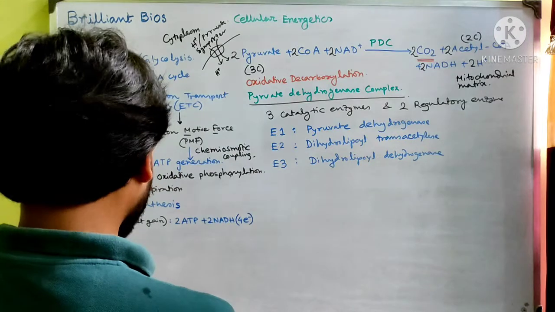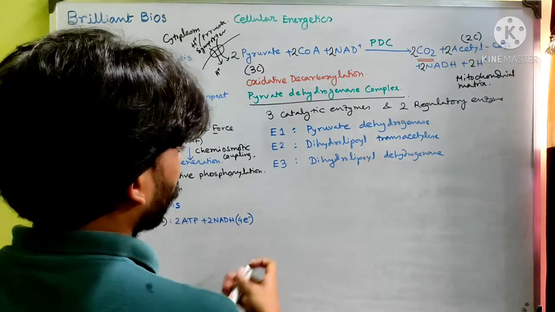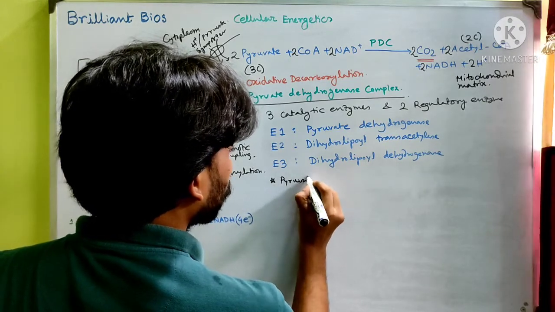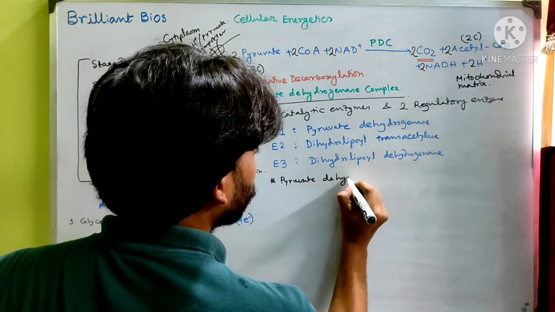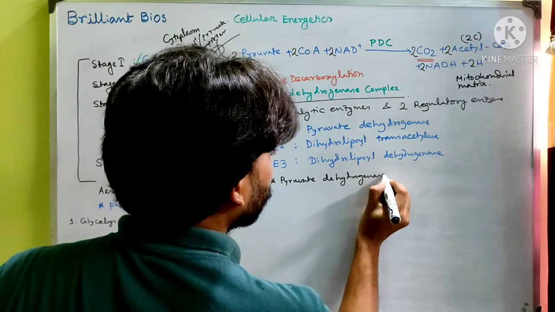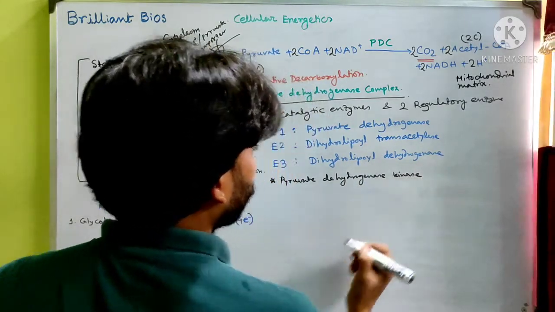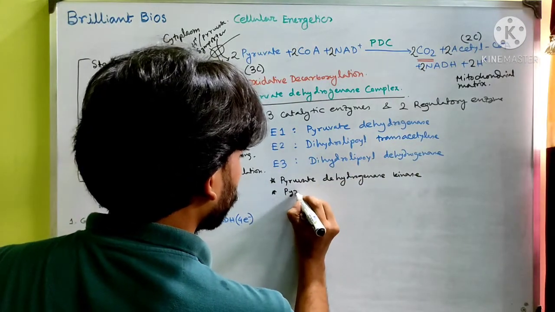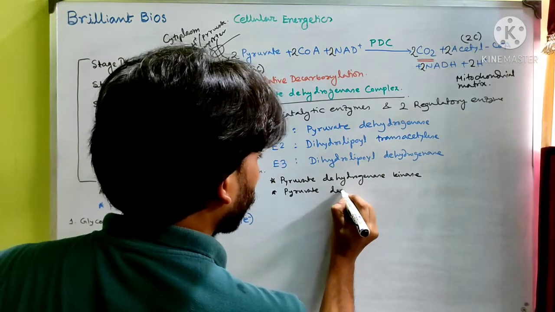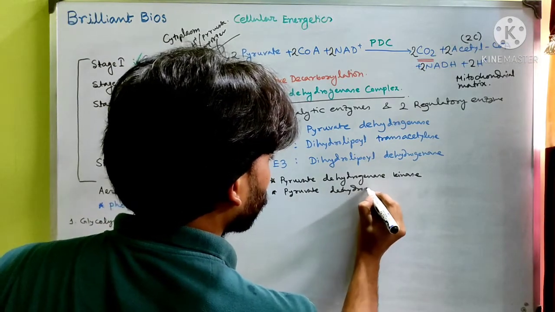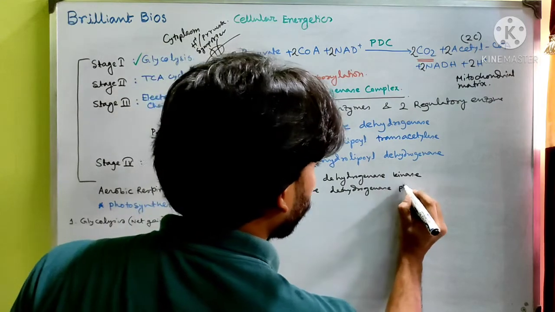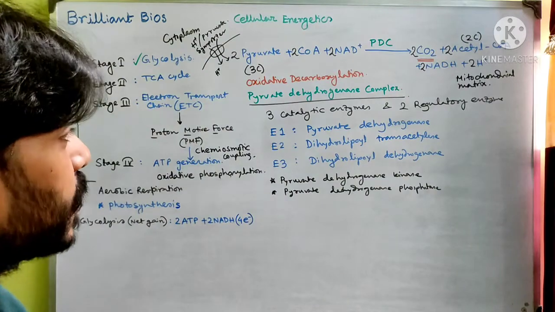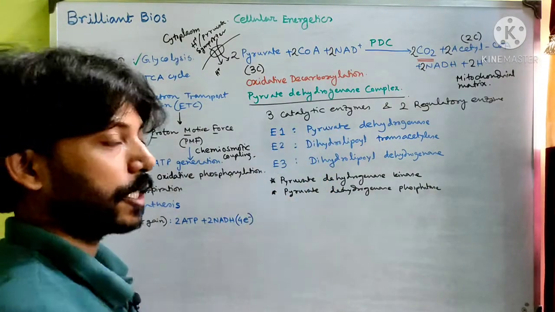And the names of the regulatory enzymes are pyruvate dehydrogenase kinase. Another regulatory enzyme is called pyruvate dehydrogenase phosphatase. So there are actually 5 enzymes that make this complex functional.